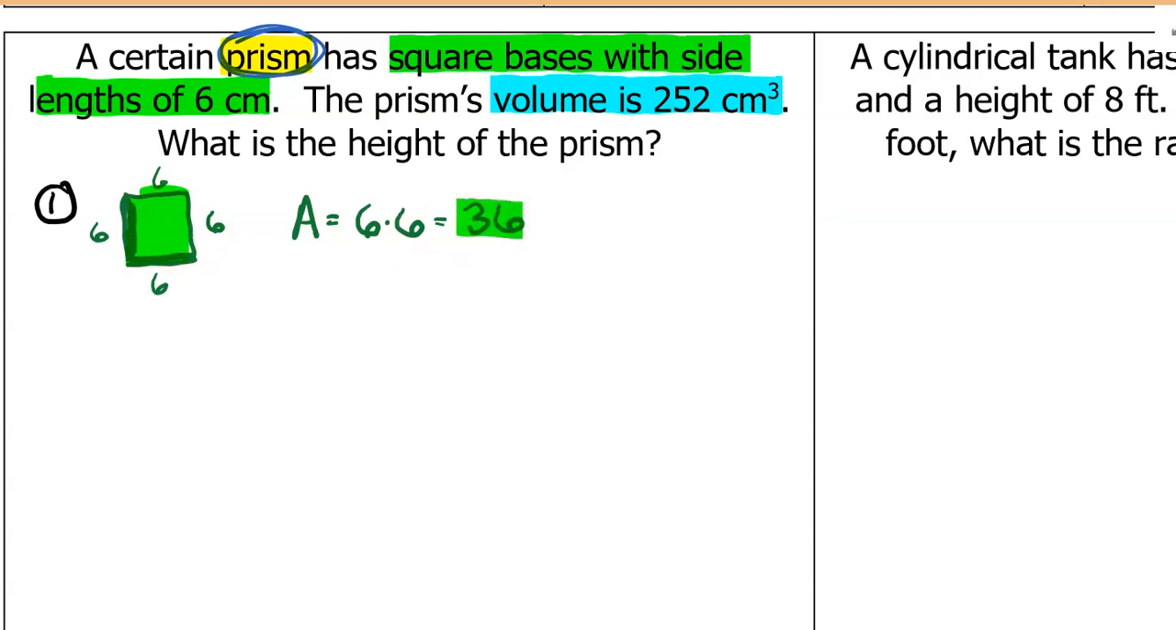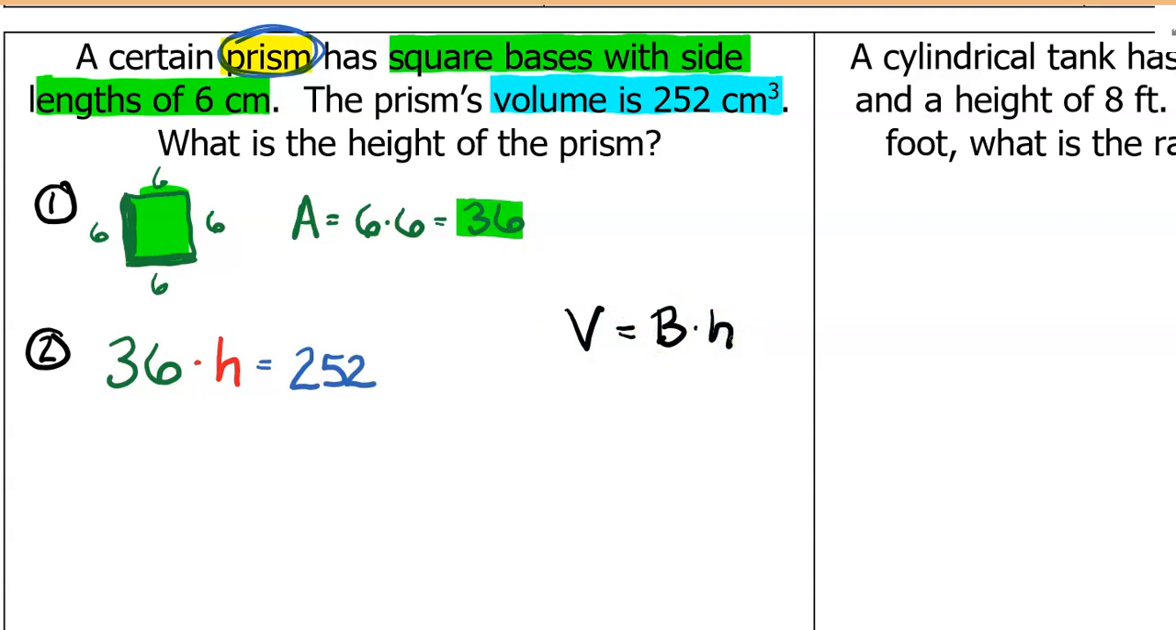But then they didn't tell me what the height was. So I have this 36 as my base, but then I don't know the height of the prism. But I do know that the result is the volume, 252 cubic centimeters. If you were going really formula focused here, that would be fine. Volume equals area of the base times the distance between the bases. That's all I've done here.